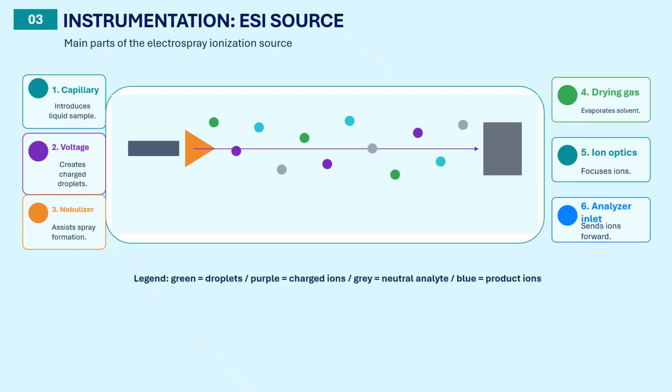The legend at the bottom helps us understand the particles. Green represents droplets, purple represents charged ions, gray represents neutral analyte, and blue represents product ions. So, the main idea is that the ESI source gently converts a liquid sample into gas phase ions using voltage, spray formation, drying gas, and ion focusing.